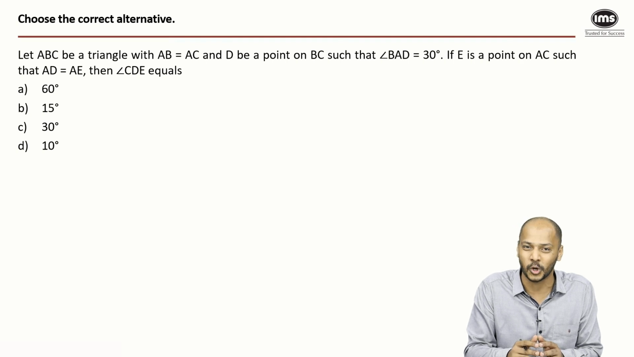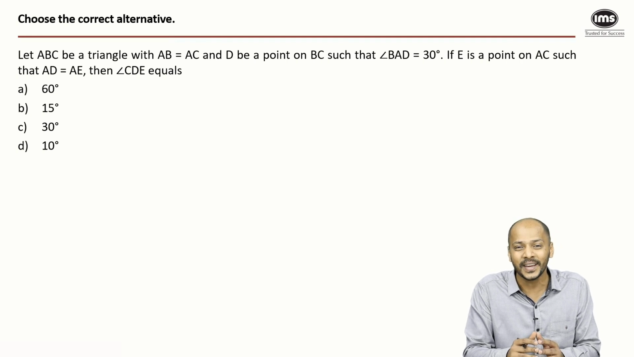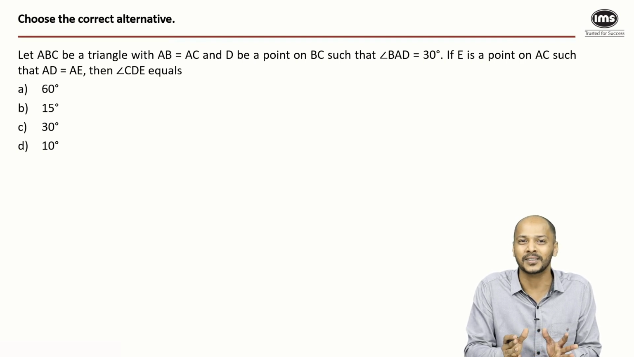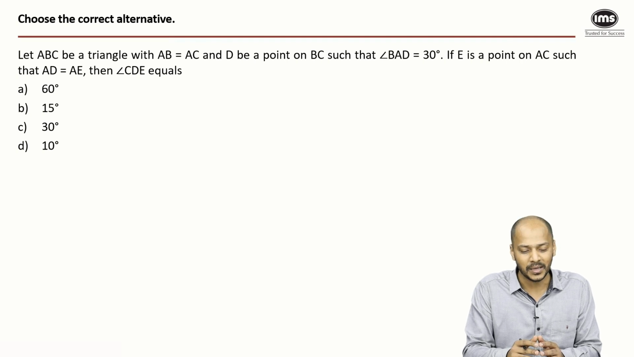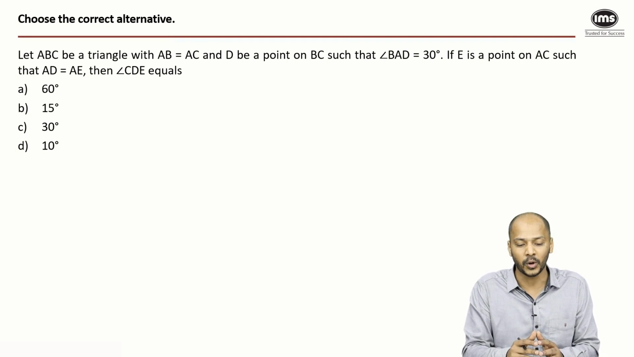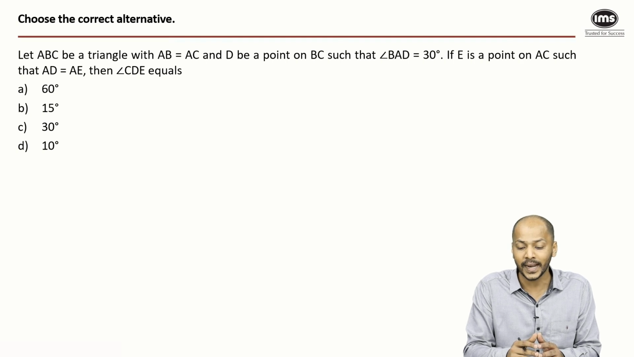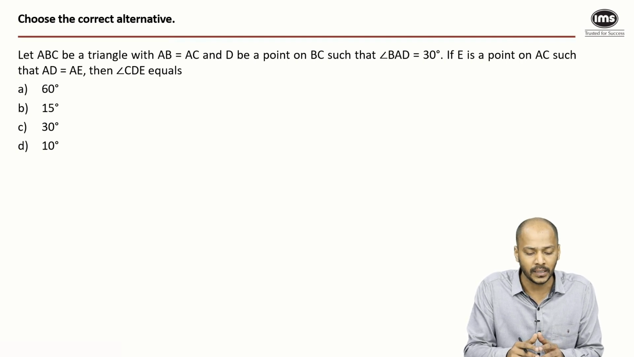Today's question is from geometry, and again there has been no diagram provided for this question. So let's read and identify whether this is a doable question or not. Let ABC be a triangle with AB equal to AC and D be a point on BC such that BAD is 30 degrees. If E is a point on AC such that AD is equal to AE, then CDE equals.